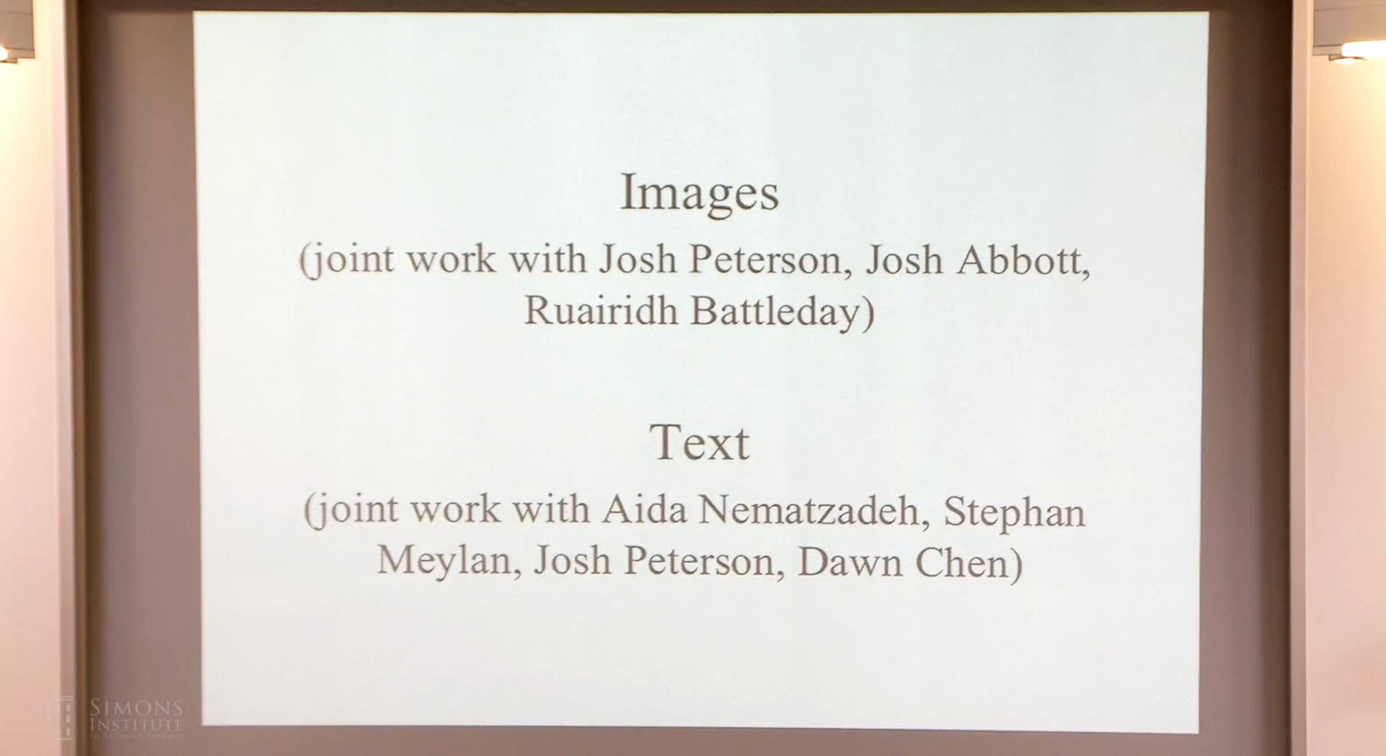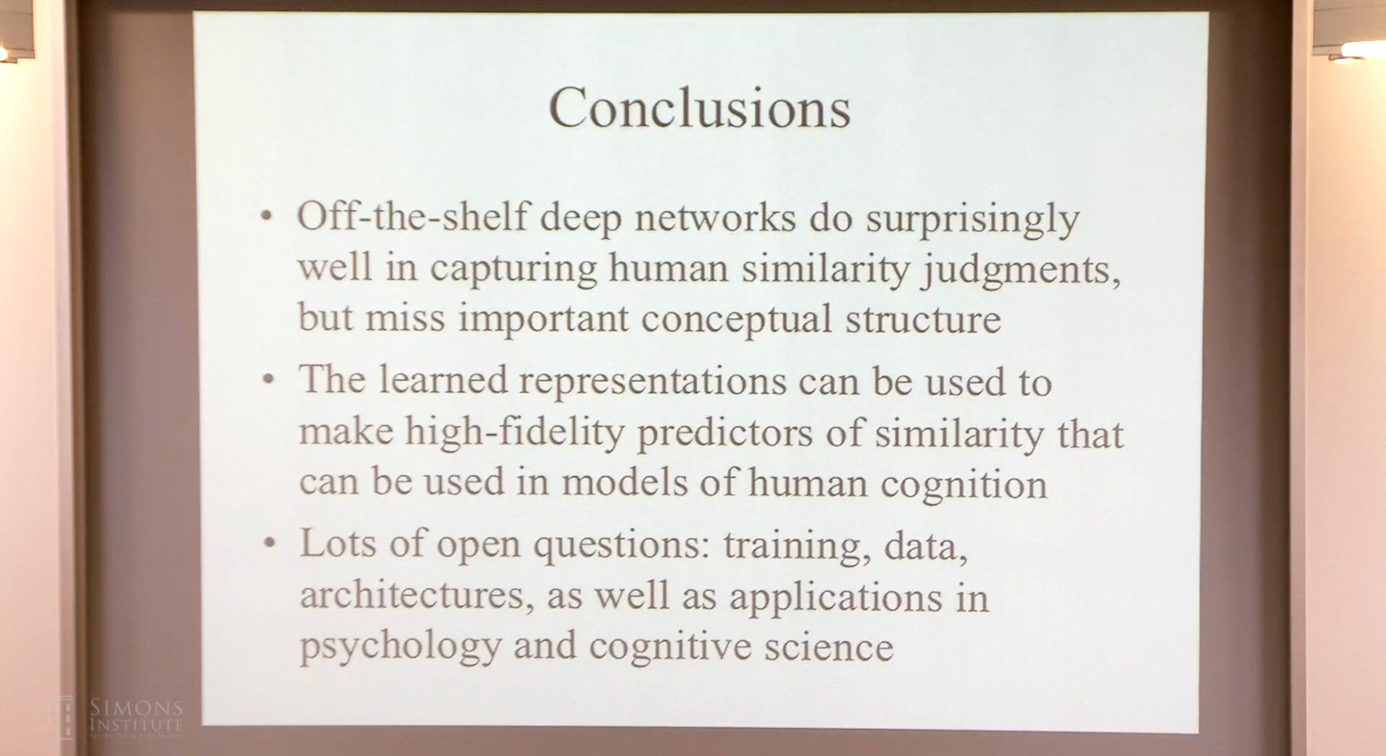Okay. So if we look across these two cases, I think there are some reasonable general conclusions we can make. First of all, off-the-shelf deep networks do surprisingly well in capturing human similarity judgments. In both cases, we found that these models actually do a pretty good job of capturing human similarity judgments at a basic level. But in both cases, there's also important conceptual structure which is still missing.